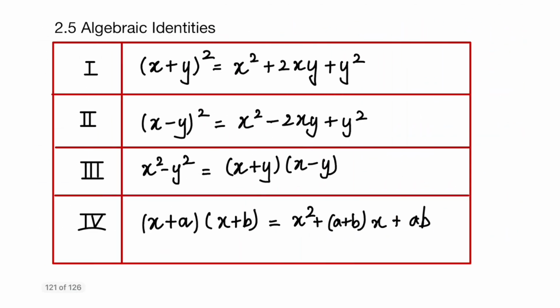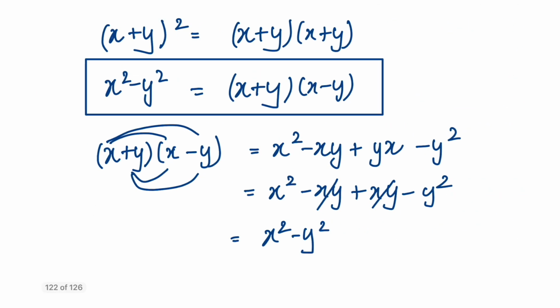Okay, moving on to the next identity, it's not the last identity for this video, but this is going to be the last one we derive. So it's x plus a into x plus b, that is equal to x squared plus a plus b into x plus ab. Okay, so it's x plus a into x plus b.